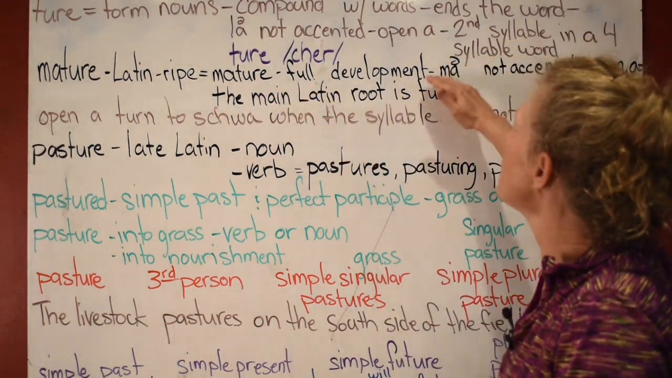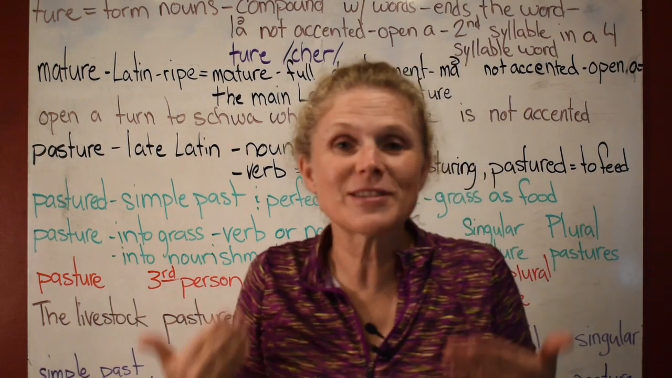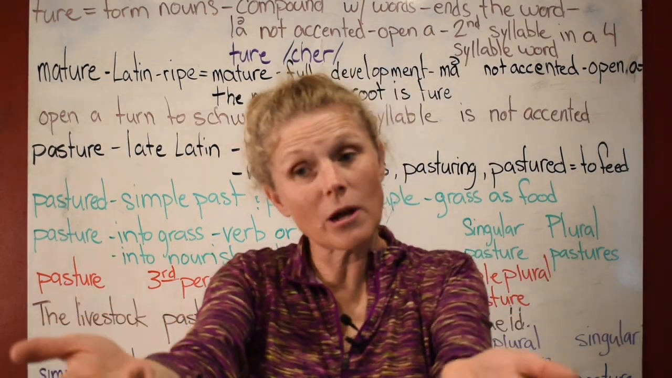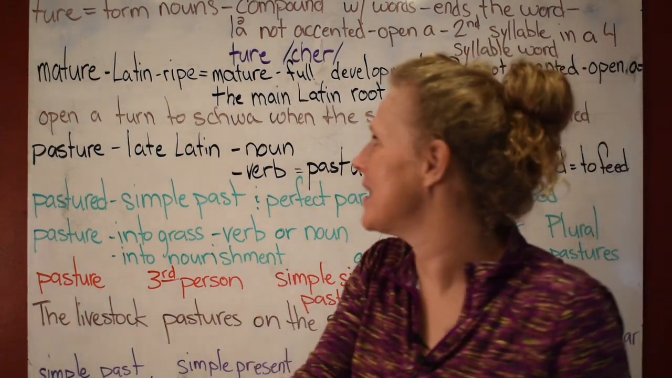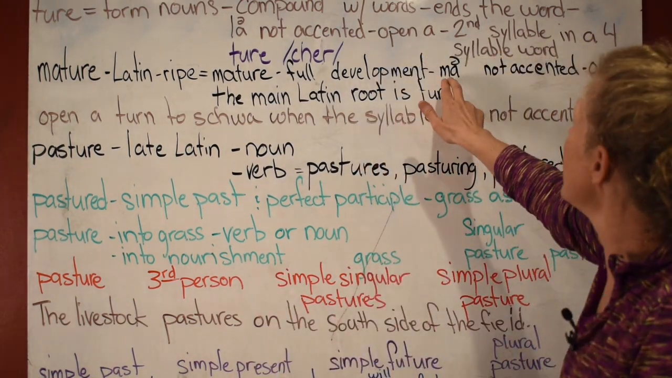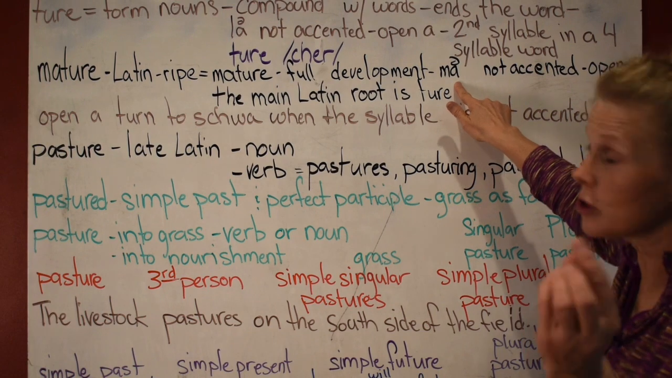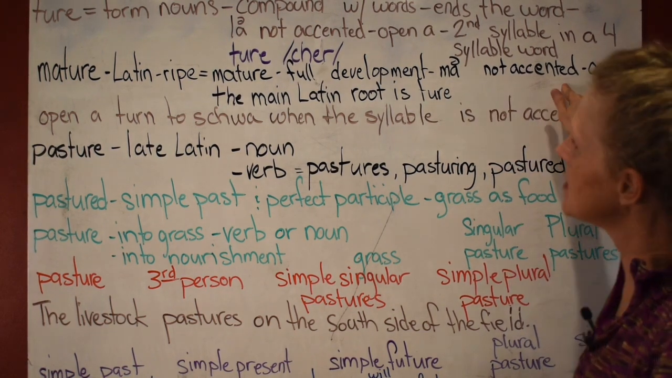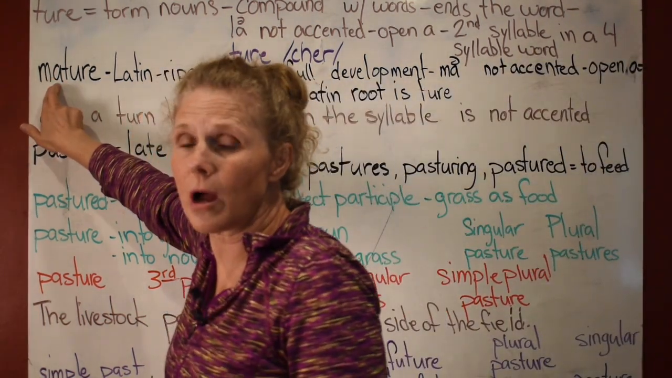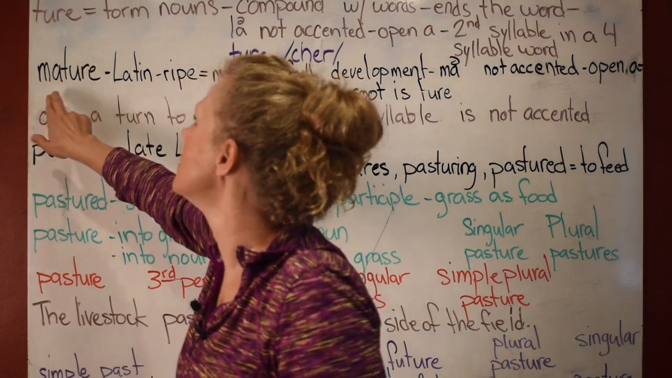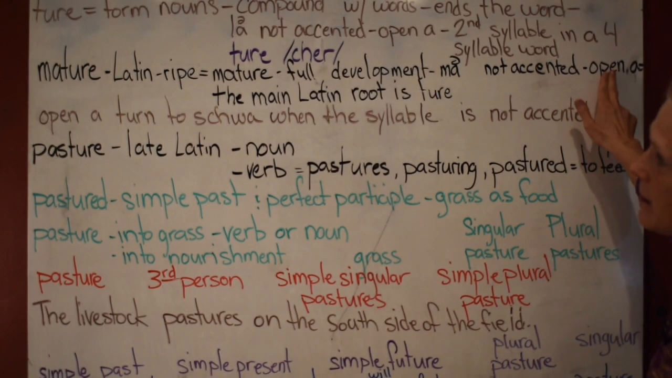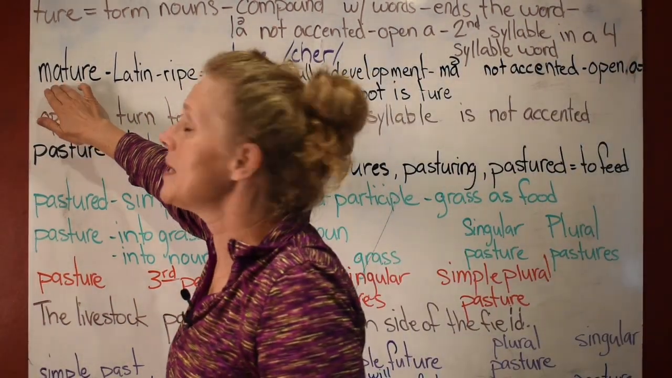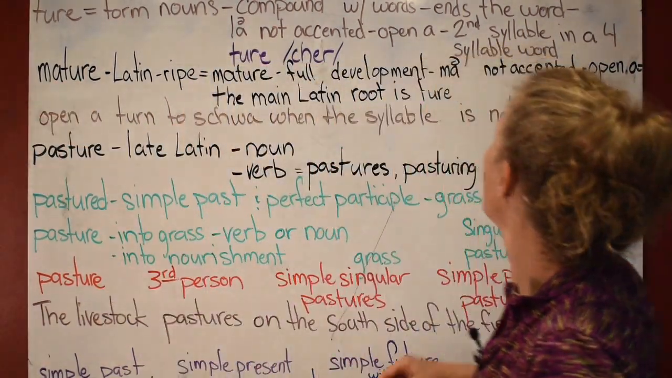All right, it means full development. I am a fully developed woman, and you guys are not fully developed, right? Men. You're not fully developed men. Okay, so now the M-A turns to schwa, and it's not accented. Right there, we're not accenting that. Mature. And it's an open A. Remember that? Open A's turn to schwa if they're not accented.